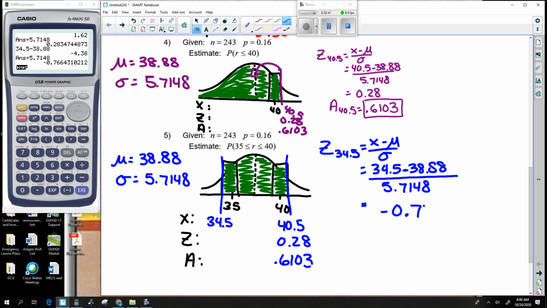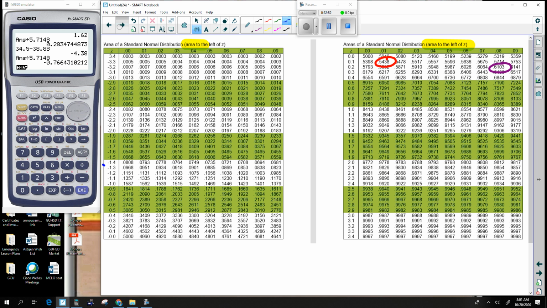Again, make sure you round to 2 decimal places. I find the area to the left of that 34.5, and so this one is associated with negative 0.77. So negative 0.77 there, 2206.